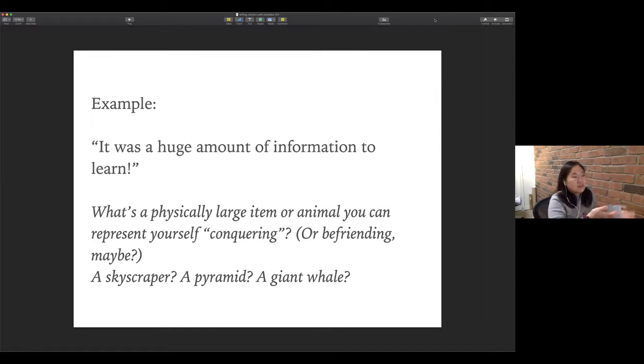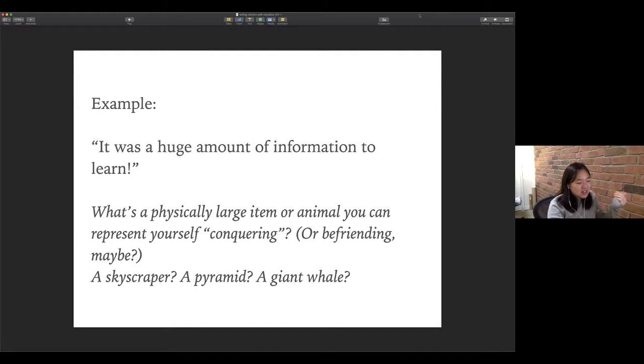So what I would do with that is I would start thinking, okay, shift gears a little bit. What else is a physically large item, or maybe animal, that you can represent yourself conquering or befriending? I've been watching a lot of Avatar: The Last Airbender, so I would try to draw Appa, the flying yak, and be like, oh, it's like learning how load balancers work. It's like learning to be friends with Appa or something.